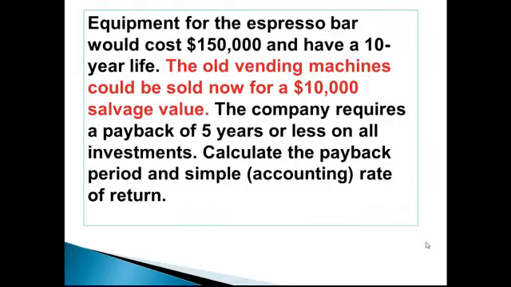Equipment for the espresso bar would cost $150,000 and have a 10-year life. The old vending machines could be sold now for a $10,000 salvage value. I have this highlighted in red because this is what we are adding, the cash flow that's a little bit different than the other examples. We're going to sell our old vending machines and put in the espresso bar. So we'll use the money that we get from selling those old vending machines to help pay for the equipment.